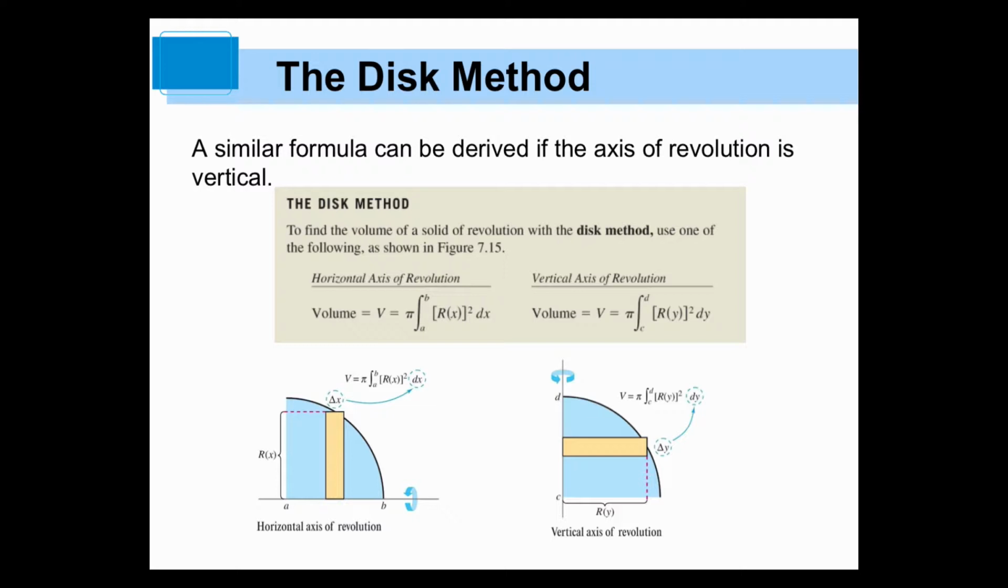X's become y's. But again, the two important things that you have to realize is that even when we're working in terms of y, our rectangle is touching the axis of revolution, and it's still perpendicular to the axis of revolution. You have to be able to recognize that, because when one of those things isn't satisfied, we have to use a different method. So for disks, again, perpendicular to the axis of revolution, touching the axis of revolution.